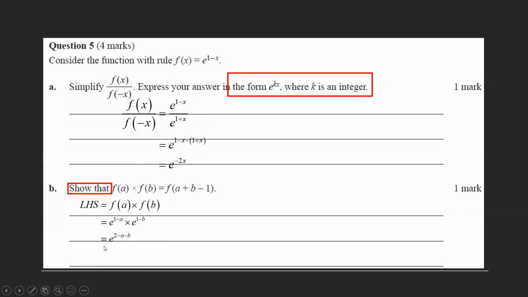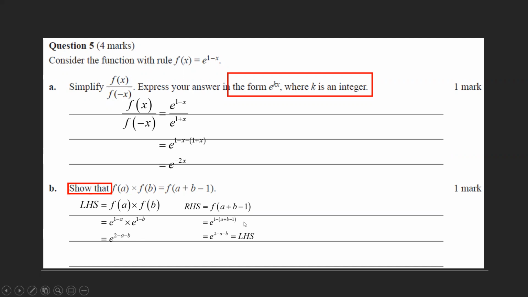Now, it's not enough to just assert it equals the right-hand side. You also have to show it from the right-hand side by substituting a plus b minus 1 into the whole expression. You need some clear substitution. So f of a plus b minus 1 gives you e to the power of 1 minus a plus b minus 1. And it is important to put a bracket here, okay? Now, this also evaluates to 2 minus a minus b, which equals the left-hand side. So showing both sides work in this show-that question is critical, okay? Very crucial.